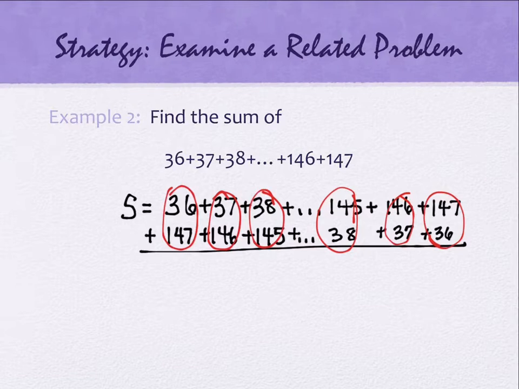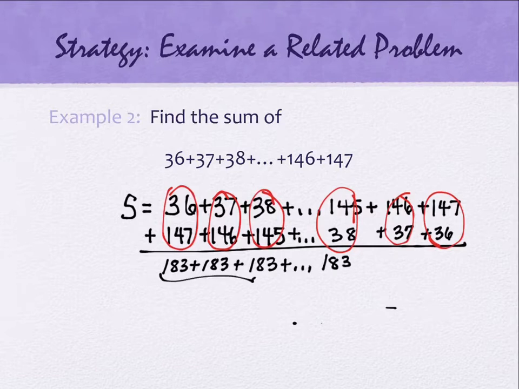Yeah, I think they do. They should. What do they add up to? What are the individual sums? 183. So now I have a whole bunch of 183s. And the question becomes, well, how many 183s do I actually have?